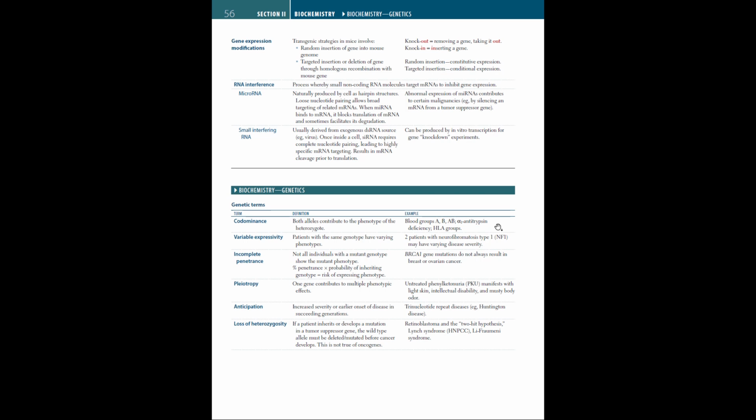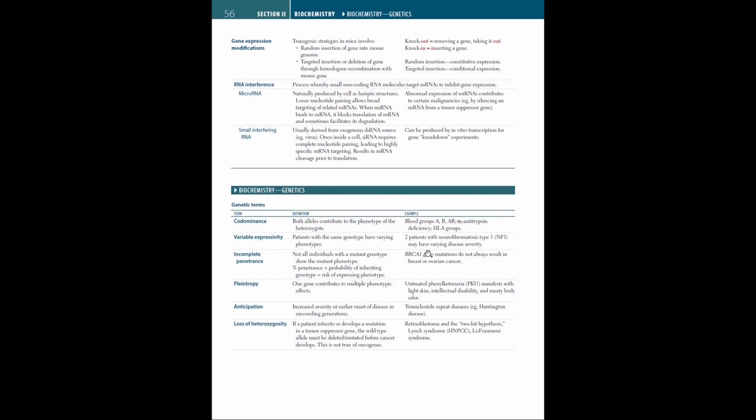For example, if an individual inherits allele A from their mother and allele B from their father, they would have a blood type of AB. Then there's variable expressivity, where patients with the same genotype have varying phenotypes. An example of this is two patients with neurofibromatosis type 1, or NF1, who may have varying disease severity.